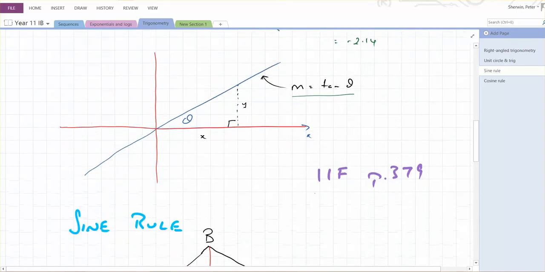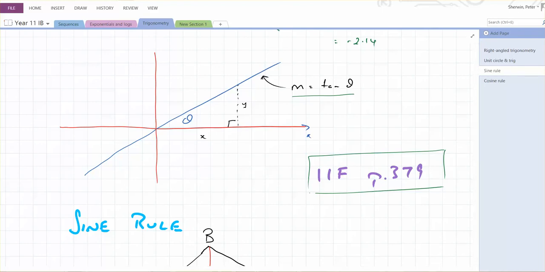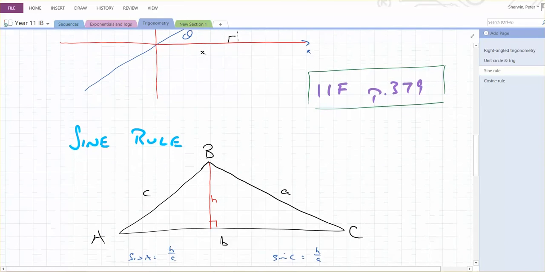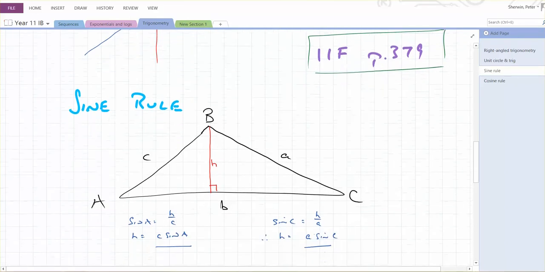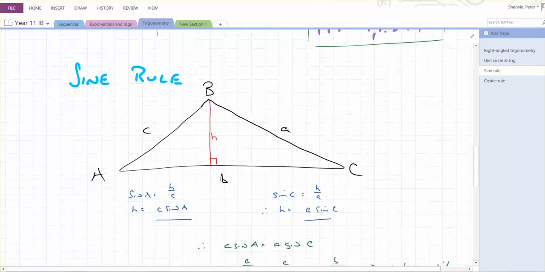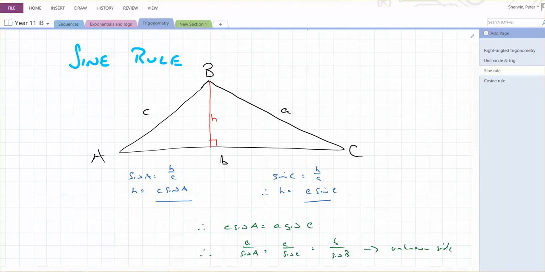Okay, some questions in exercise 11F for you to do, please, from the work requirements. I think that's just questions 1 and 2, starting on page 379. But before we get into that, we're going to look at the sine rule and develop it from scratch.